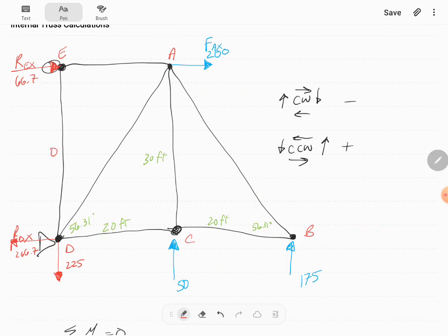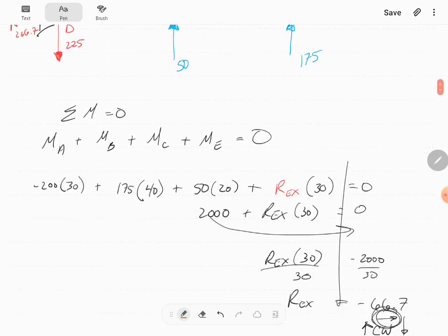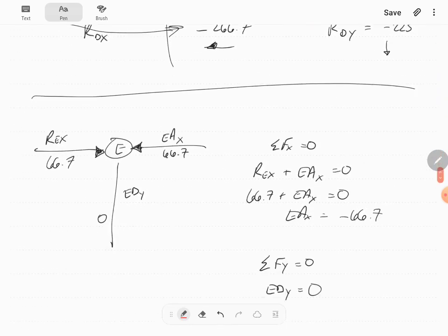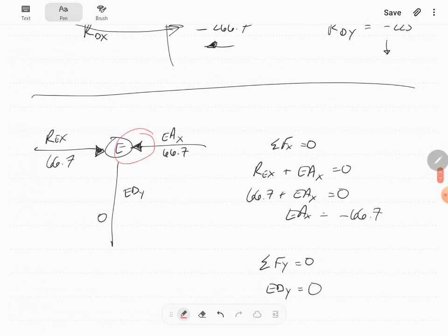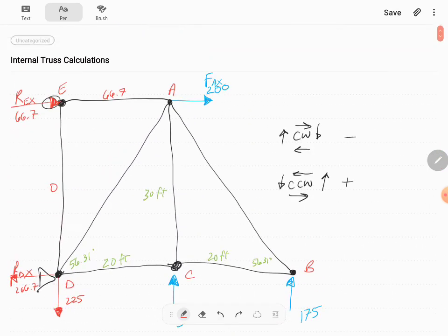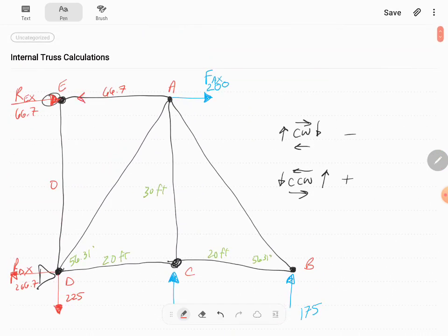Now, EA had what? It had 66.7. Which way was it pointed? Go back and look. It's pointed at the joint right there. It points from the middle to the joint. So what does that mean? It points this way.